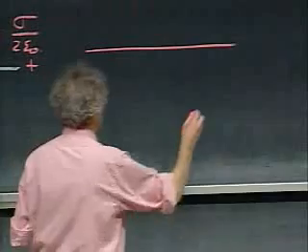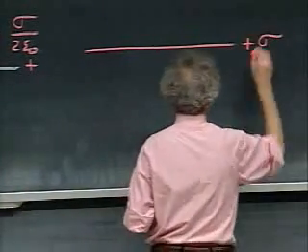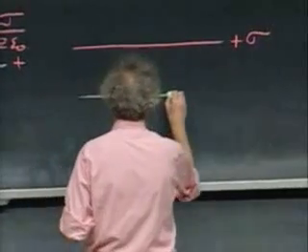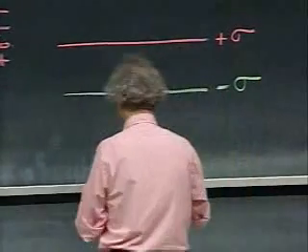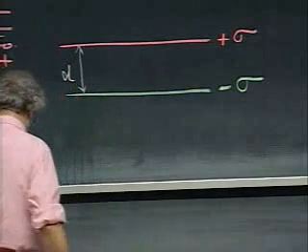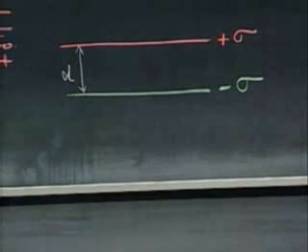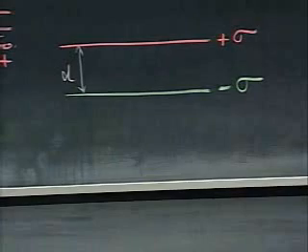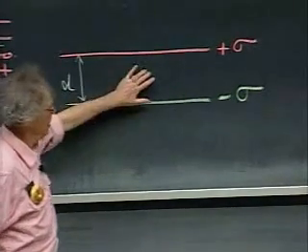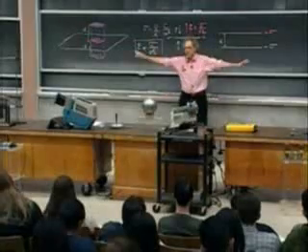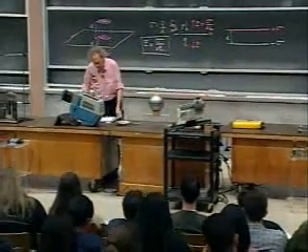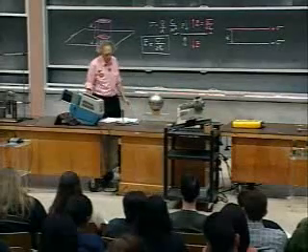And it has a surface charge density plus sigma. And I have here a plate which has surface charge density minus sigma. And the separation between these two plates happens to be d. And the question now is, what is the electric field anywhere in space? Here, here, and here. And we'll think of them as being infinitely large, each plate. And I now use the superposition principle.